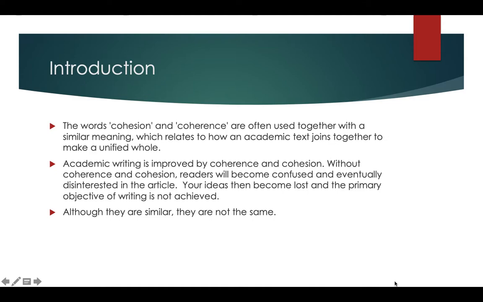Academic writing is improved by coherence and cohesion, and without these things, readers will become confused and eventually disinterested in the article. The ideas then become lost, and the primary objective of writing is not achieved, because cohesion and coherence basically give unity to a paragraph or any other article. The last point is that although they are similar, they are not the same. You can create cohesion by using different cohesive devices, which ultimately leads you to coherence.